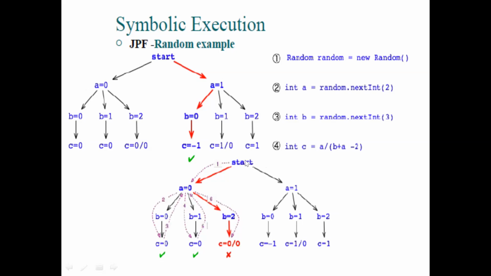Again, here, while executing the path from start to A equal to 0, B equal to 2, C equal to 0 by 0, anything divided by 0 is equivalent to infinite. So here we are getting an error. So these combinations work perfectly, but when we come across this particular path, in this we are trying all the possible combinations in the symbolic evaluation. So anything divided by 0 is, so here we are getting the bug.